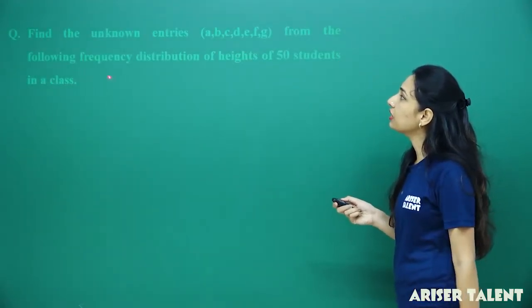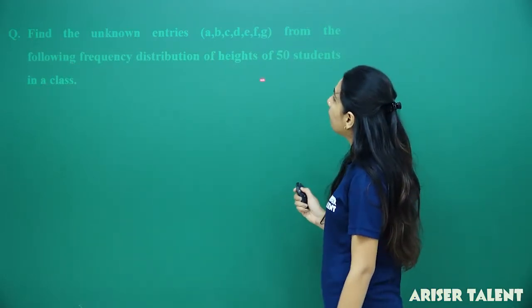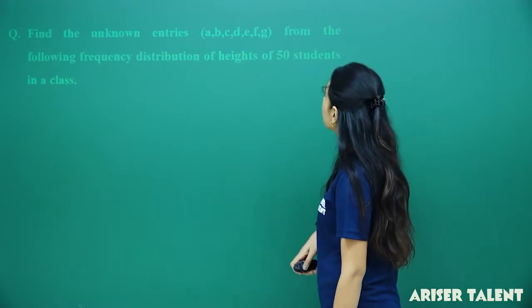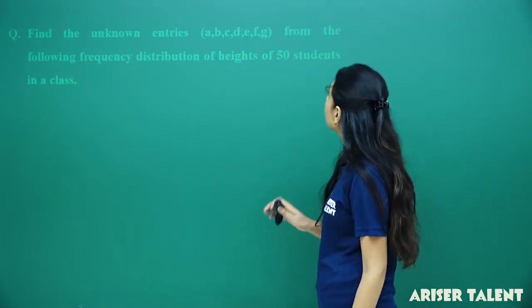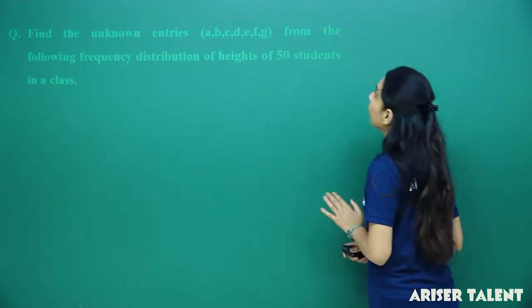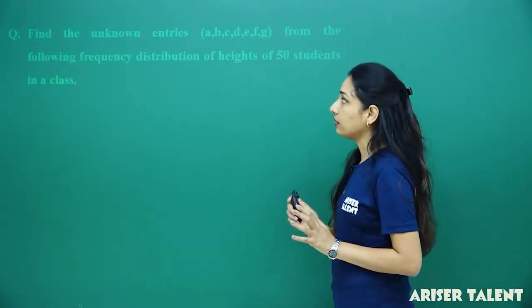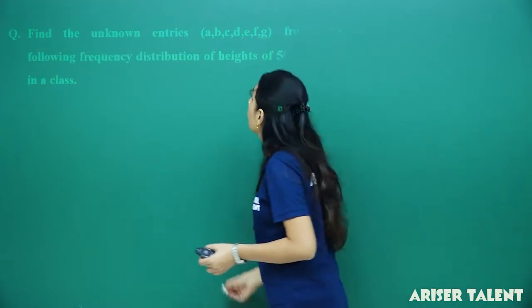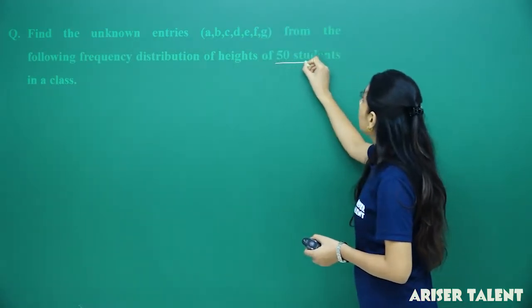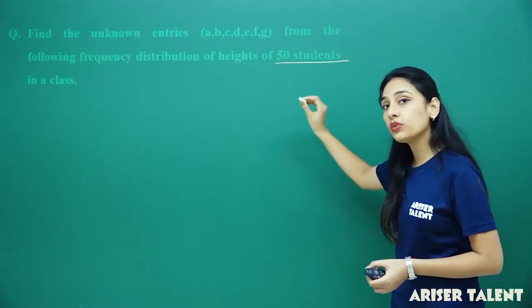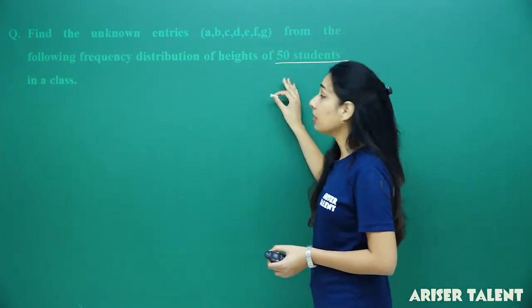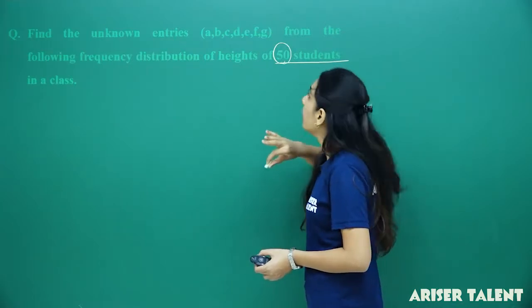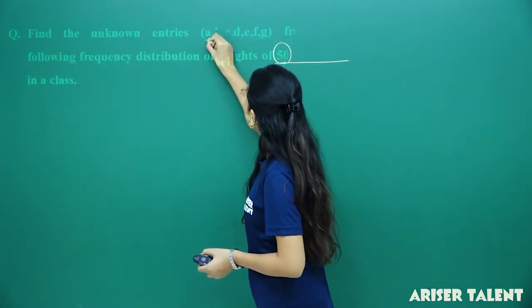Okay, so this question is: find the unknown entries A, B, C, D, E, F, G from the following frequency distribution of heights of 50 students in a class. Now the following frequency will come in the next slide. Okay, so there are 50 students. That means the number of students is 50, so the sum should be 50. Then we have to find these entries.